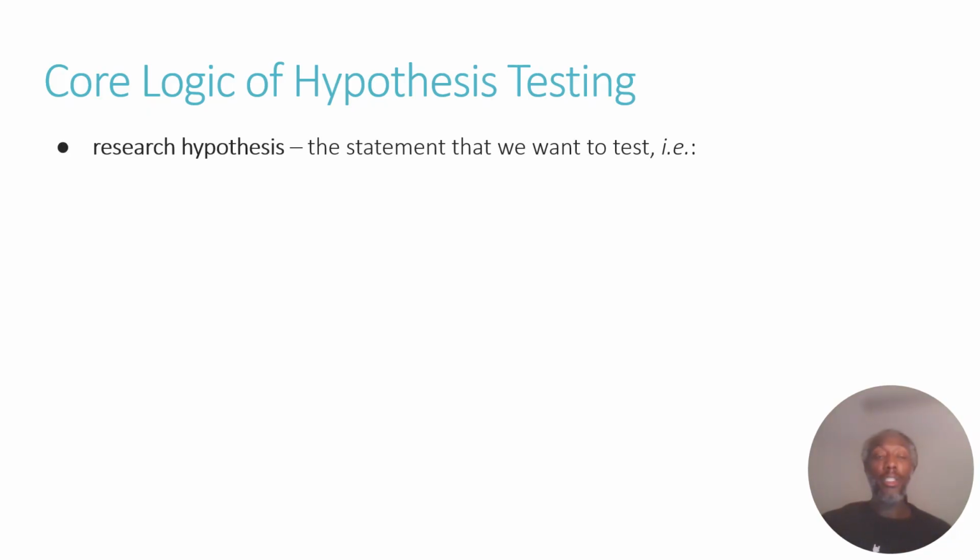In hypothesis testing, we have research hypotheses that are paired with null hypotheses. The research hypothesis is a statement that we actually want to test. So I could say, for instance, that I think exercise reduces the anxiety of people. And I could test that by comparing people who exercise to those who do not, for example. But the statement that I'm testing is that exercise reduces anxiety.